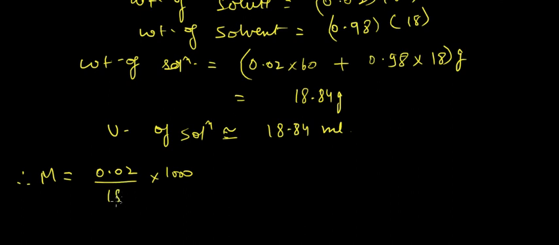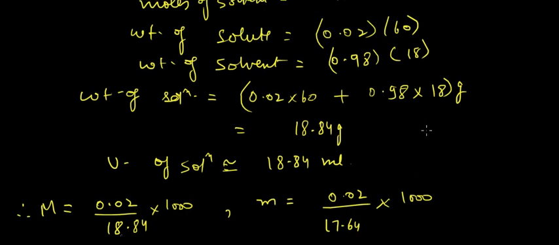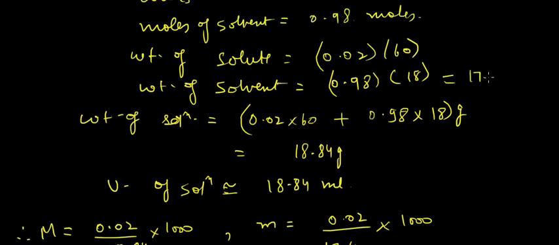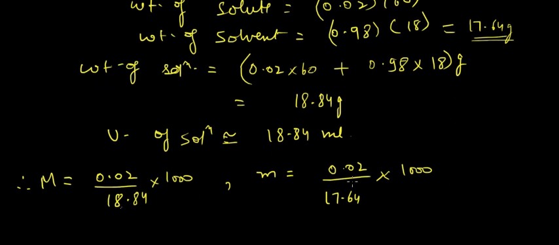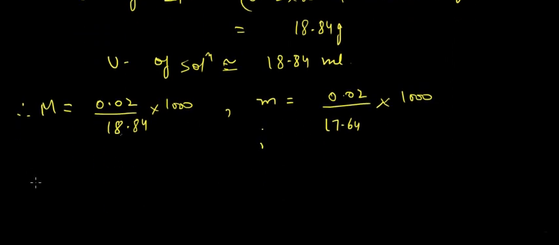Similarly molality would be 0.02, which is the number of moles of solute, divided by weight of solvent in grams into 1000. Weight of solvent would be 17.64 grams, as we calculated above. So from here molarity and molality can be calculated.